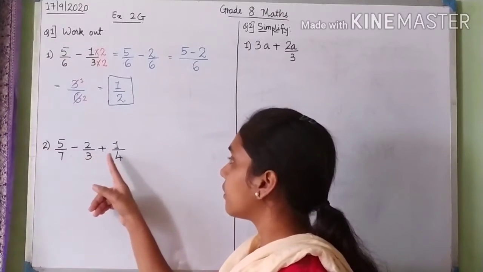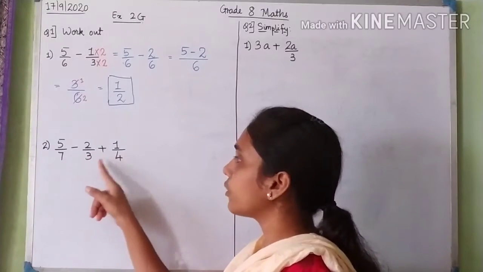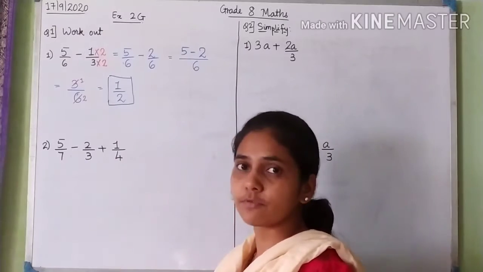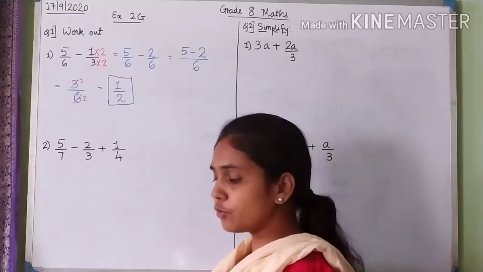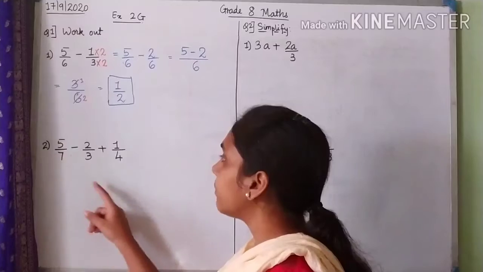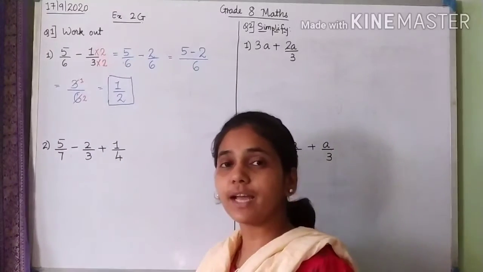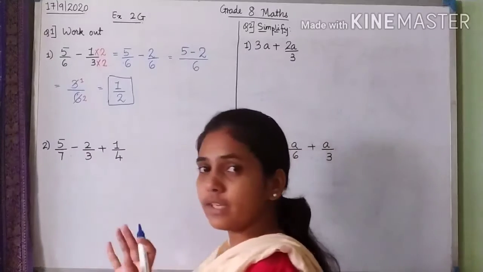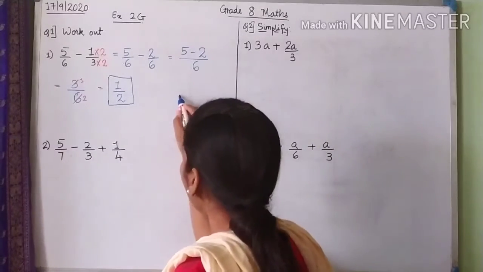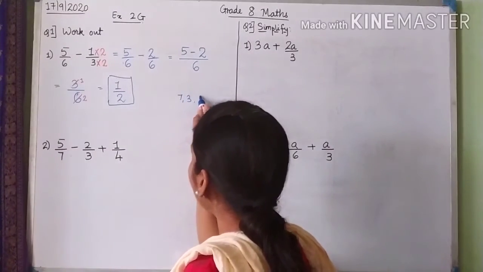or 3 and 7 and 4 are not multiples of 3. So they are not multiples of each other, in short. So what do I have to do in that case? I have to find their LCM. So how do we find the LCM of given numbers? So my numbers are 7, 3 and 4.